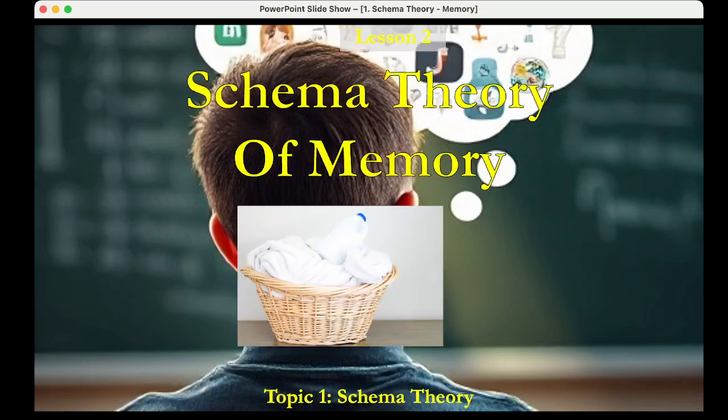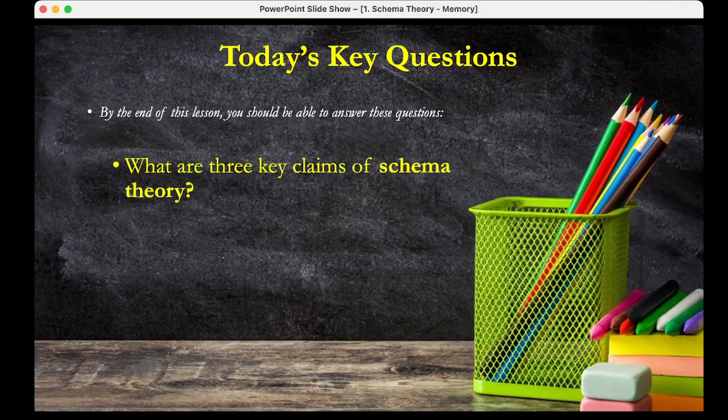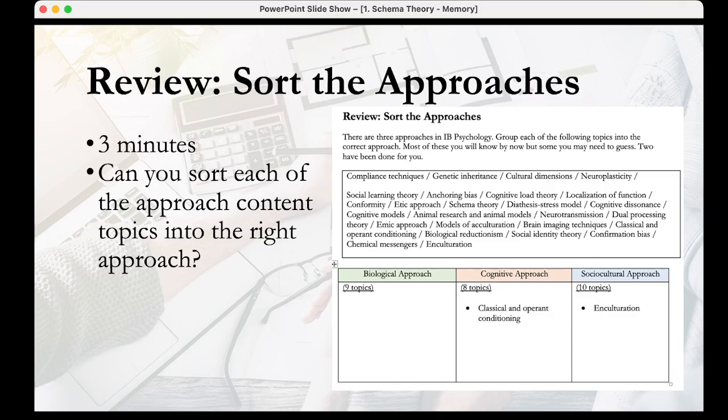Schema theory of memory, and that's the laundry study. So hopefully they'll know 3 key claims of schema theory. Whenever I'm talking about cognitive models, I always like to give students concrete, chunked bits of information, and you'll see this as we go through with the multi-store model, cognitive load theory, and schema theory. The rule of threes works great if they can just hold on to those building blocks, and then we'll look at how it affects memory.